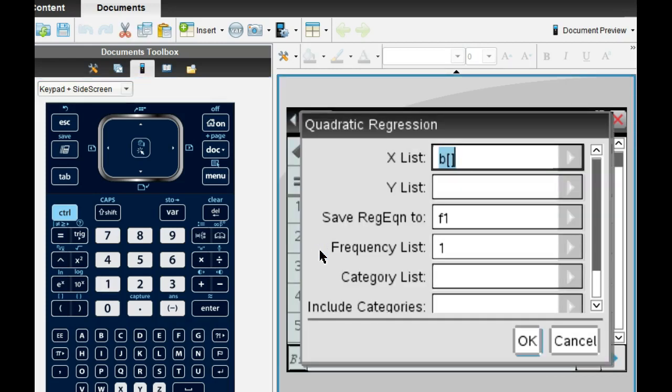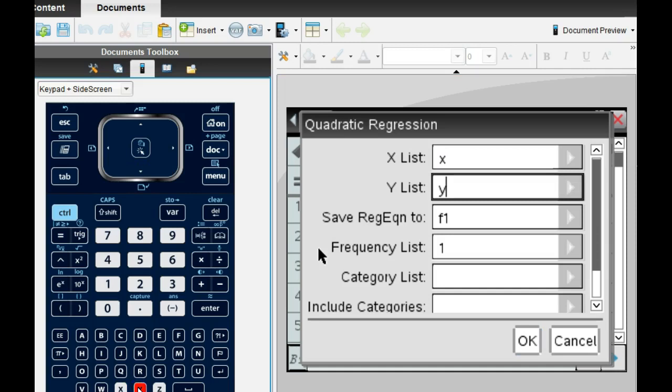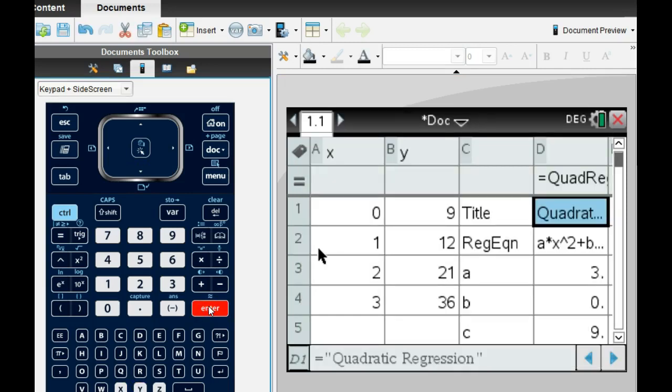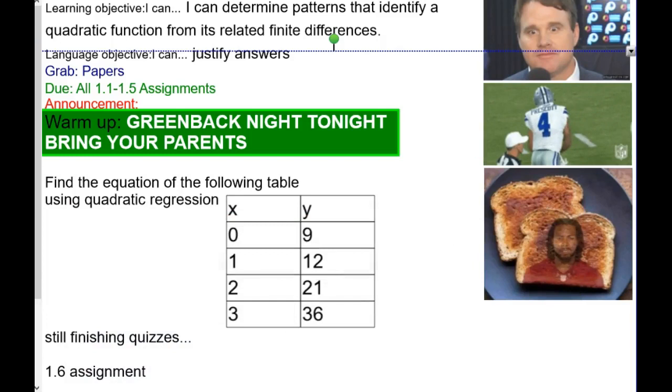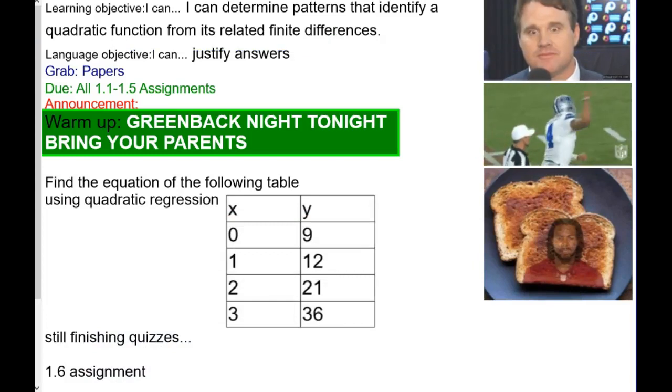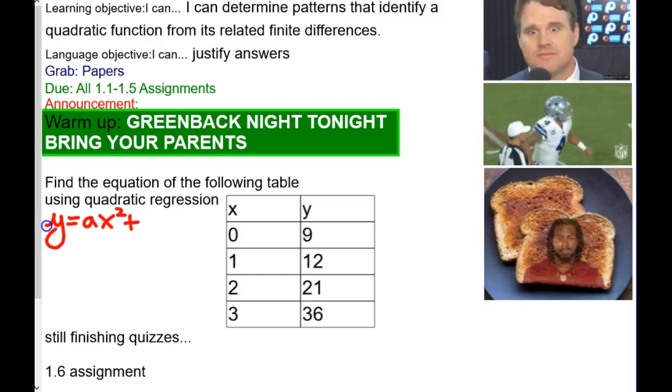Okay? X for X, Y for Y. Enter, enter. Now, this is new. This looks new. So everyone's looking because you got to know how to write this correctly, right? Now, the equation goes dot, dot, dot. If you click it, it'll show up in a little yellow box. ax squared plus bx plus c. So on our warm-up, let's write that down so we know the standard form of a quadratic equation. So right here, y equals ax squared plus bx plus c. So that's the standard form of a quadratic.